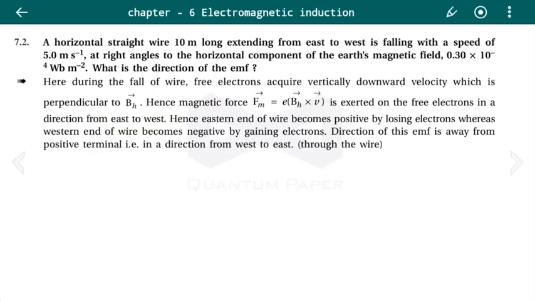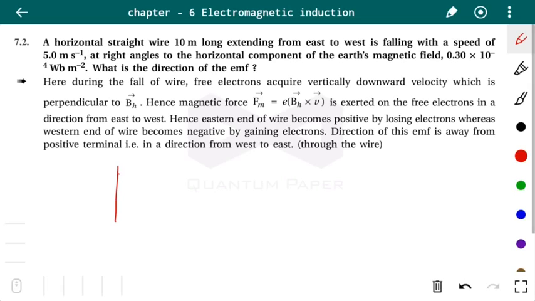Now 7.2. A horizontal straight wire 10 meter long extending from east to west is falling with a speed of 5 meter per second at right angles to the horizontal component of the Earth's magnetic field, 0.30 into 10 raised to minus 4 Weber per meter square. What is the direction of the EMF?